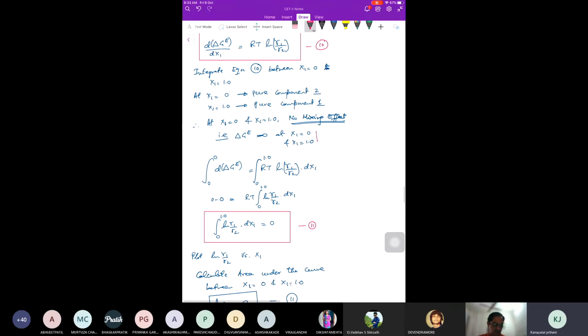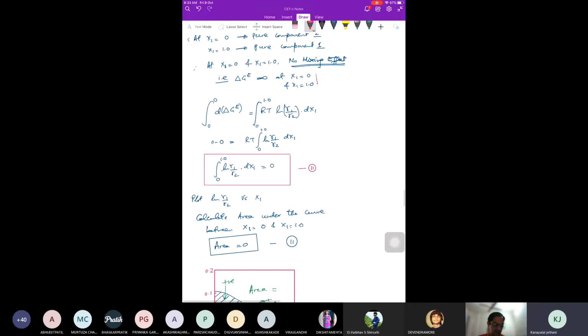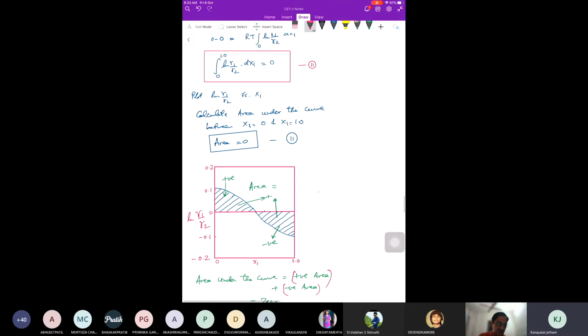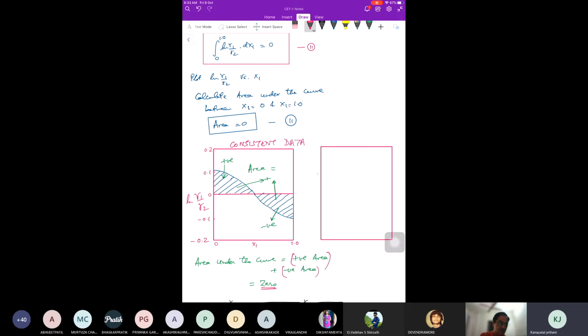So this integral should be 0. If we plot ln gamma 1 upon gamma 2 versus x1, we get a curve like this, and this is when it is consistent data. But if you have inconsistent data, what we may get is something different.